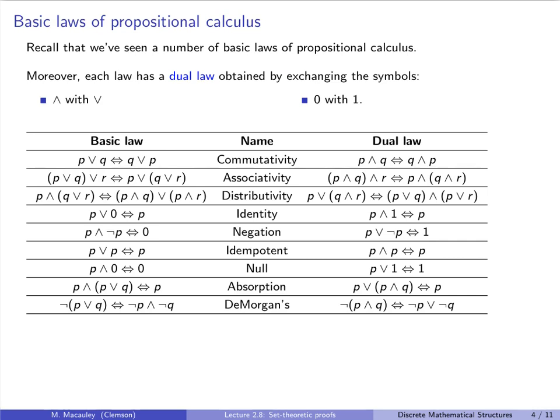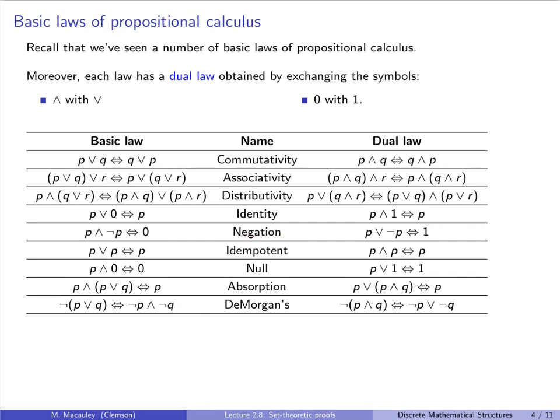And then the dual law is, of course, P or (Q and R) is equivalent to (P or Q) and (P or R). Next is identity. P or 0 is equivalent to P. And now the dual of this, you have to replace both the or with an and, and the 0 with a 1. So you get that P and 1 is equivalent to P.